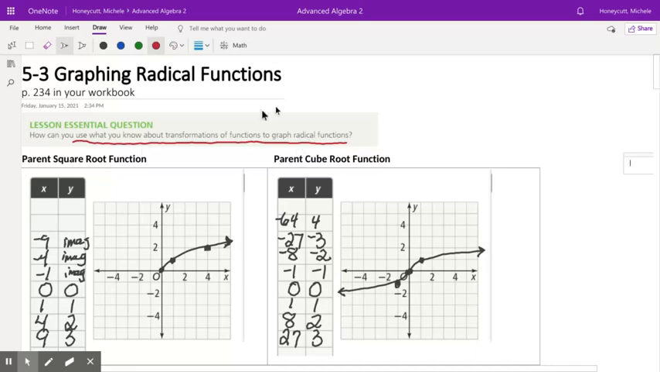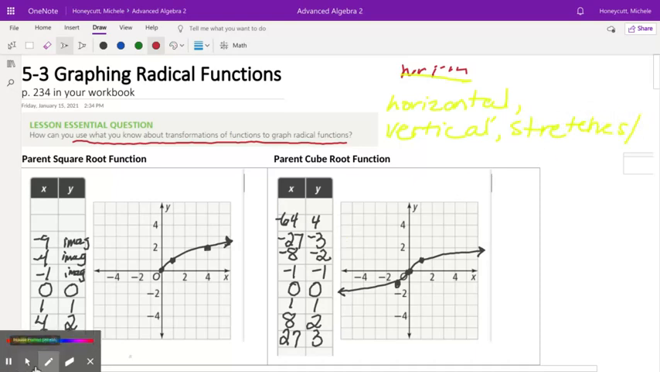So when we talk about transformations, we're talking about knowing your shifts horizontally, left and right. Let me just switch pens. So you'll need to be thinking about your horizontal shifts, vertical shifts, stretches, compressions, all of those things.